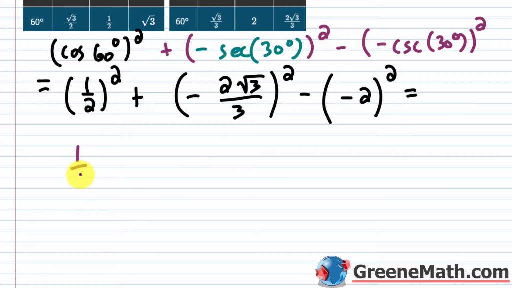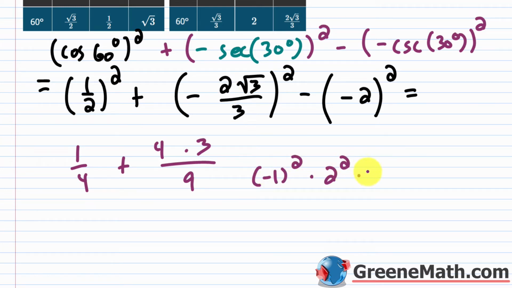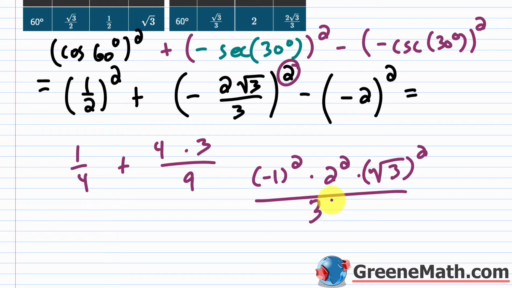So 1/2 squared is 1/4. And then for this guy, the negative is going to go away. 2 squared is going to be 4. The square root of 3 squared is going to be 3. And then down here, 3 squared is going to be 9. So remember with something like this, it's basically like you had negative 1 squared, and then times 2 squared, and then times the square root of 3 being squared. This exponent here is being applied to everything in there over this 3 squared. So that's where I got this from if you're confused. Negative 1 squared is 1, so I don't write it. 2 squared is 4. Square root of 3 squared is 3, and 3 squared is 9.